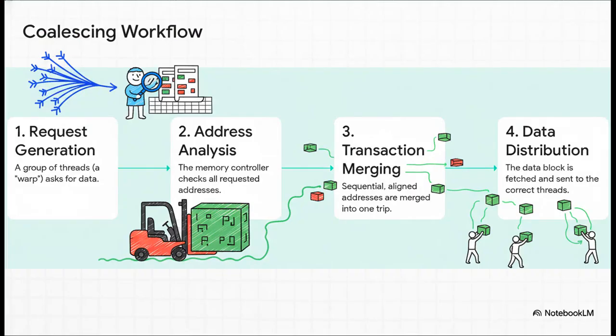It's really like a four-step dance. First, a whole group of threads, called a warp, all ask for their data at the exact same time. Then, the memory controller, our manager, looks at everyone's shopping list, all the memory addresses they need. Now, if it sees that all the parts they need are right next to each other on the shelf, meaning the memory is sequential and aligned, it merges all those requests. It sends one forklift to get one big box, brings it back, and then hands out the right part to each worker. One trip, maximum efficiency.